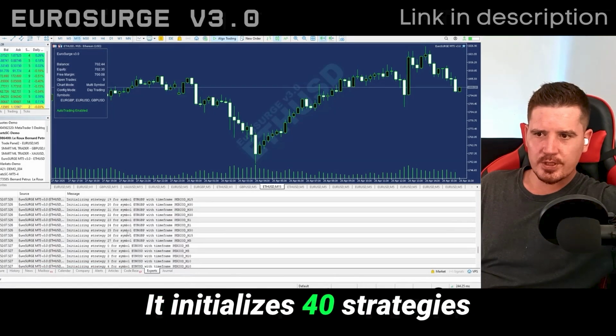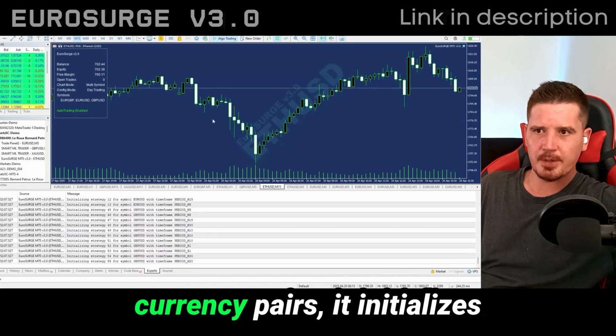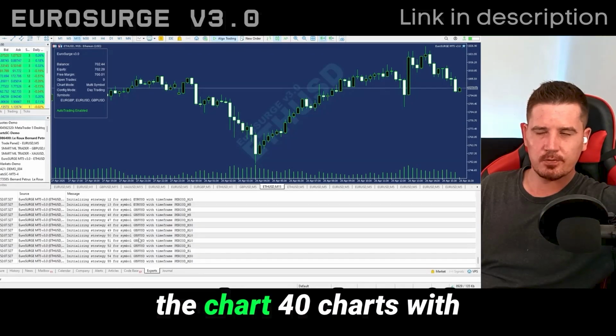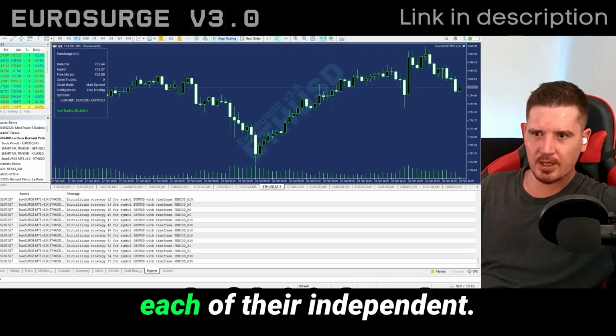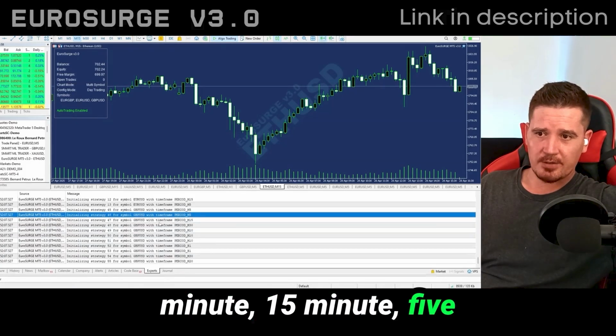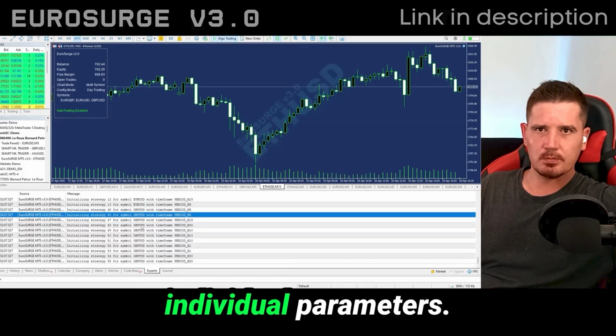It initializes 40 strategies across three symbols, three currency pairs. It initializes them in the background. It essentially opens up the chart, 40 charts, each with their own independent settings. So we've got 10-minute time frame here, 30-minute, 15-minute, 5-minute time frame, and they each have their own individual parameters.